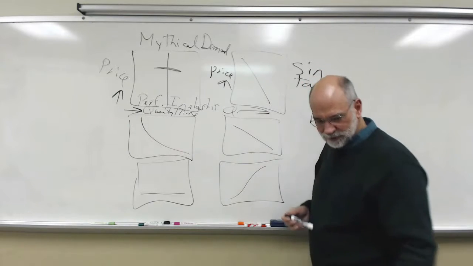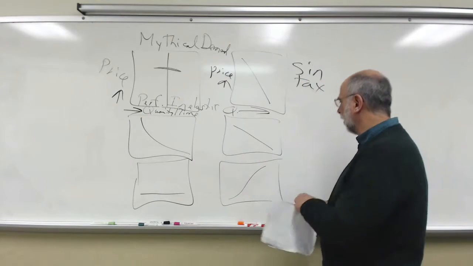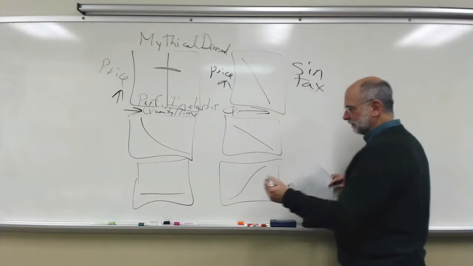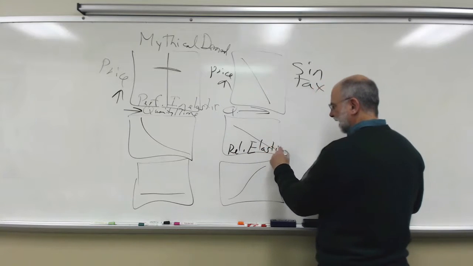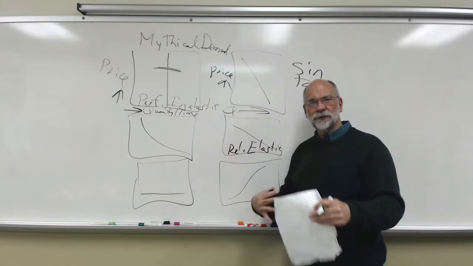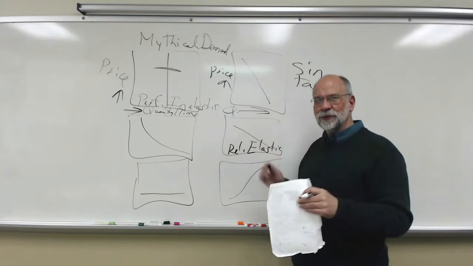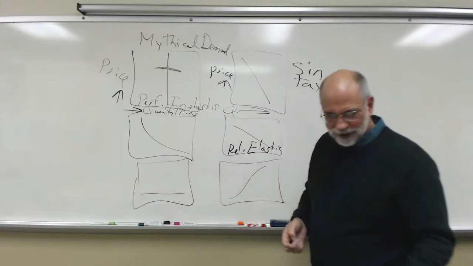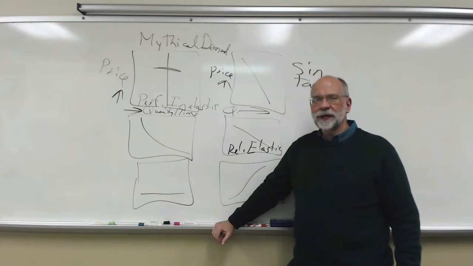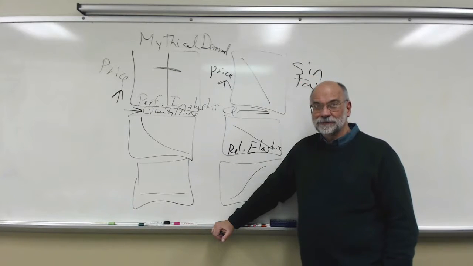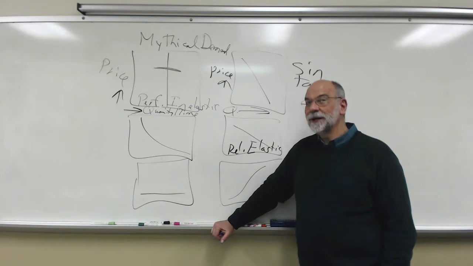But let me jump over to this one. And this one was called relatively elastic. So relatively elastic. Okay, so the word elastic obviously means it moves up and down. Inelastic means it moves less. So relatively inelastic, let's say that you are going into Myers to buy some apples. And you walk into Myers and you discover that the apples that used to be 59 cents a pound are now $10 a pound. What are you going to do?